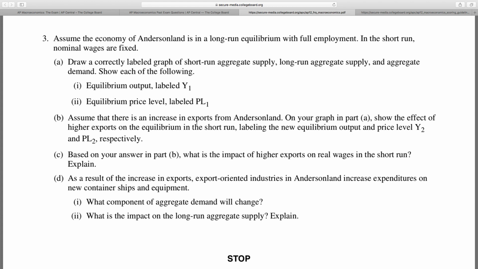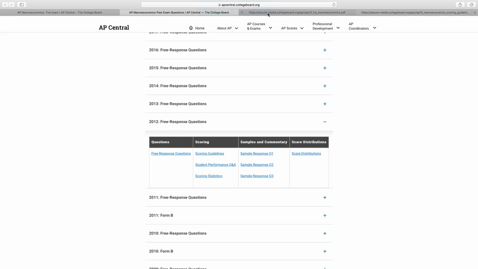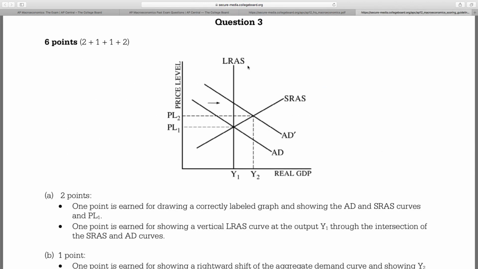Assume that there's an increase in exports from Anderson Land. On your graph in part A, show the effect of higher exports on the equilibrium in the short run, labeling the new equilibrium output and price level Y2 and PL2 respectively. Well, if you get an increase in exports, that's going to increase aggregate demand. All right, so you're going to shift that aggregate demand curve out. You just saw that on this graph here. Right, so an increase in exports will shift aggregate demand to the right.